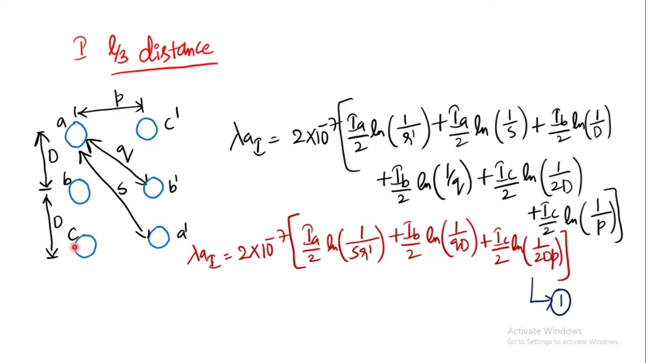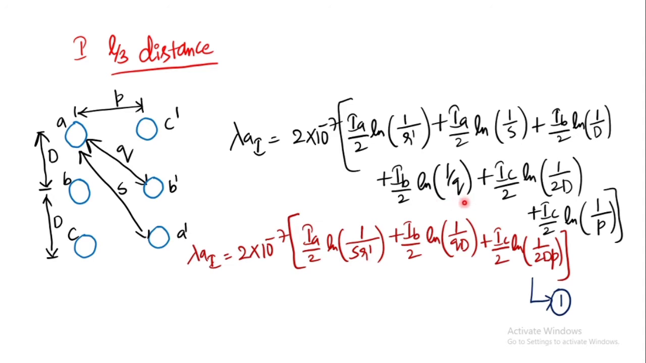So first we will start with A. A to A distance is R dash. So we will get ln of 1 by R dash. Next, what is A dash to A distance? It is mentioned here as S. So you will get ln of 1 by S. Similarly, A completed, then B. B to A distance is D. So IB by 2 into ln of 1 by D. Next, B dash. B dash to A distance is Q. So IB by 2 into ln of 1 by Q.